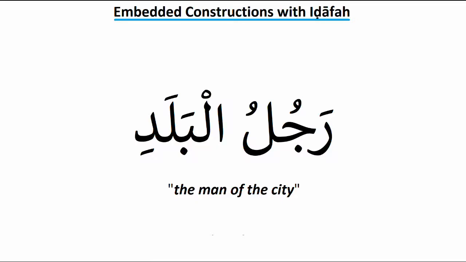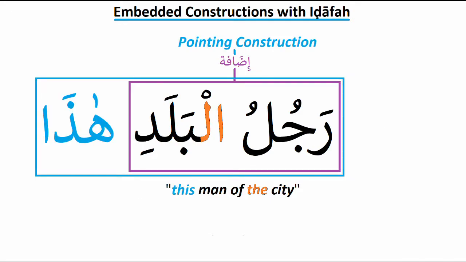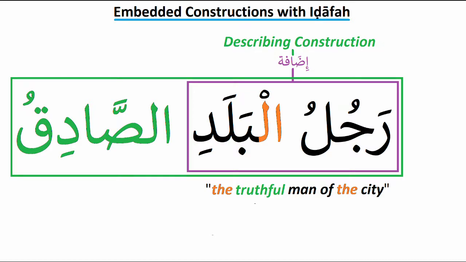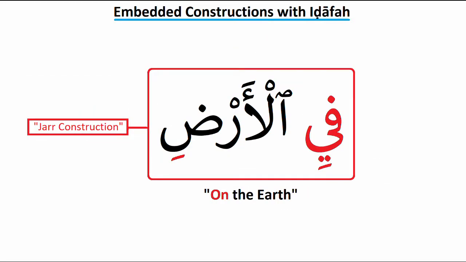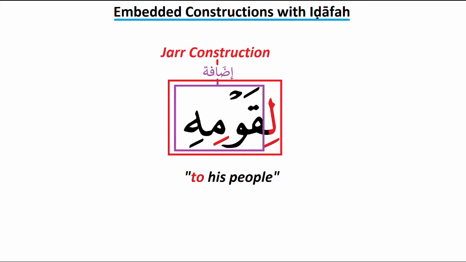A possession construction can be embedded within a jar construction, pointing construction, or a describing construction. We already discussed that harf jar form a unit with the ism they act upon. Now, take a look at لِقَوْمِهِ. قَوْمِ is in jar because of li and forms a possession construction with the pronoun he. The harf jar li is now associated with a whole unit, which means that li is not just forming a jar construction with qaum, but the whole idafa.